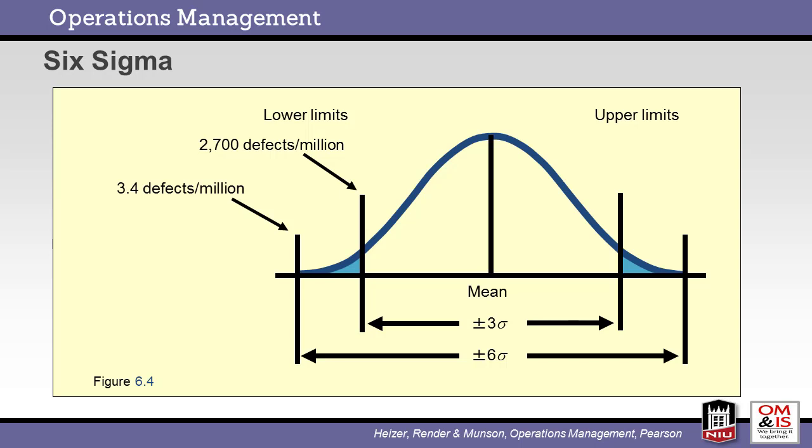This diagram of a normal curve shows the impact of Six Sigma. Designs traditionally used plus or minus 3 sigma. The delta can be up to 2,700 defects per million. Moving to Six Sigma makes a huge difference.